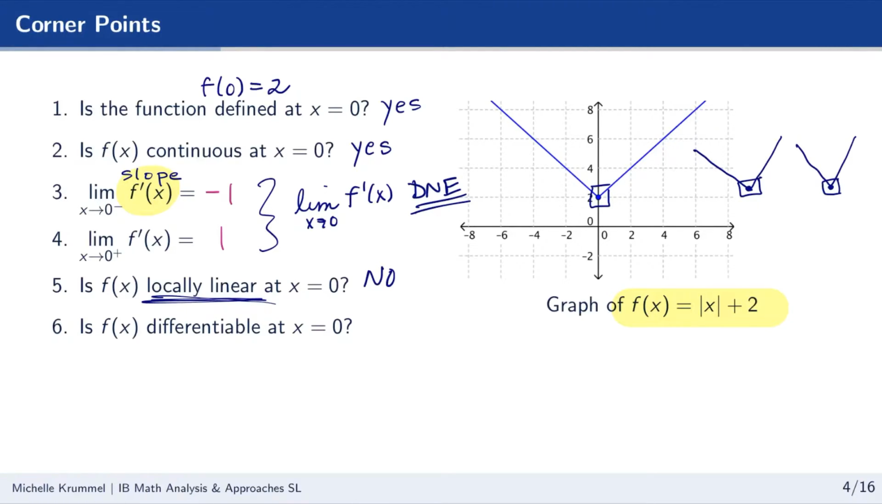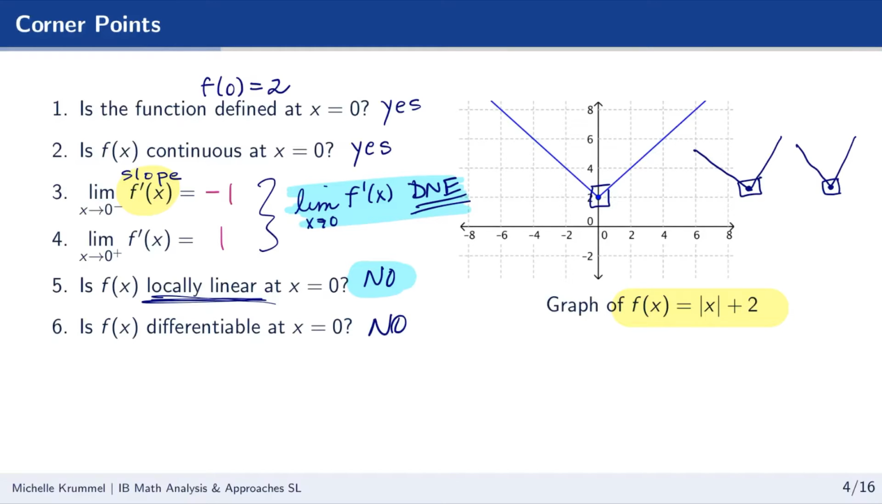Is it differentiable? No. So we can cite a couple of different reasons here. First of all, going back to our definition, if this limit is not finite, then f is not differentiable at the point you're approaching in the limit. Okay, so that is one reason we could give. Or this is another reason: it's not locally linear. So in order to be differentiable, a function has to be locally linear.